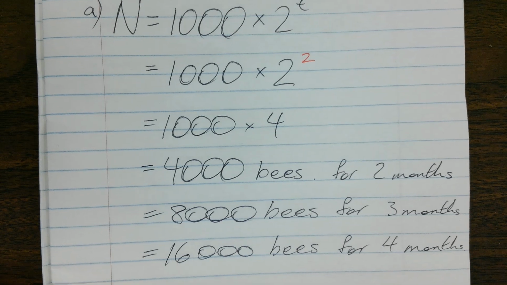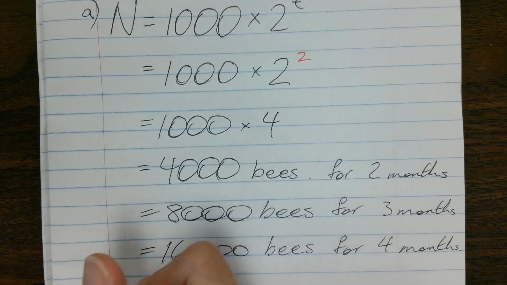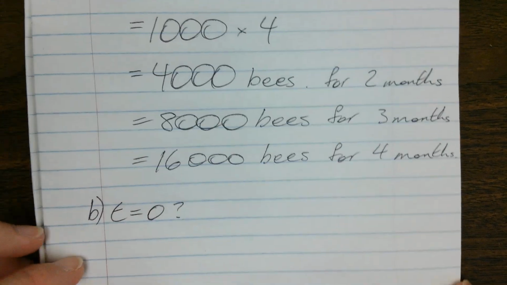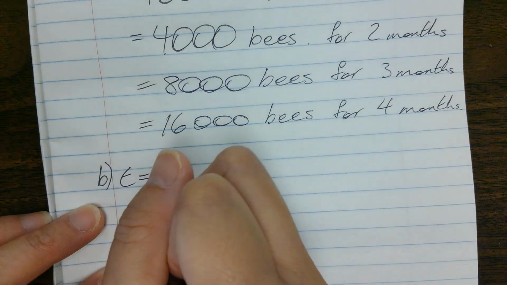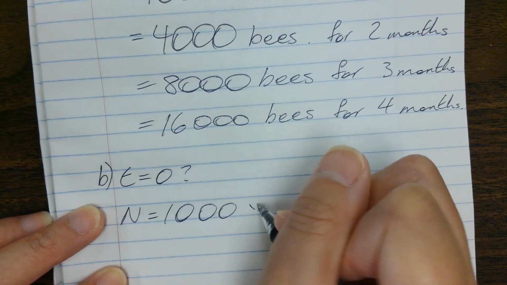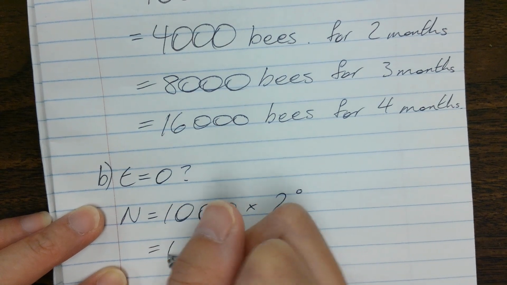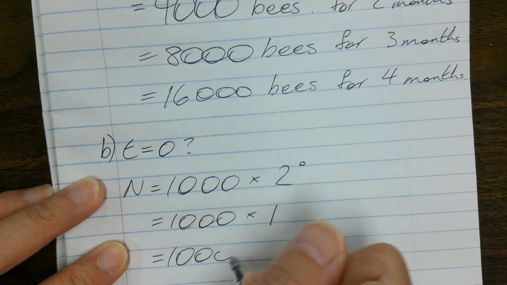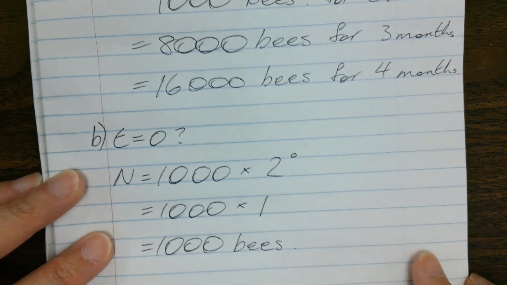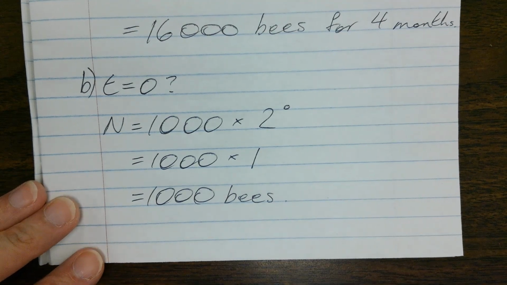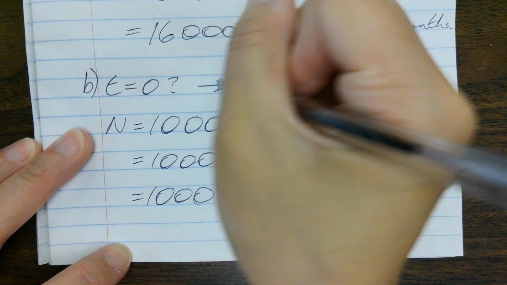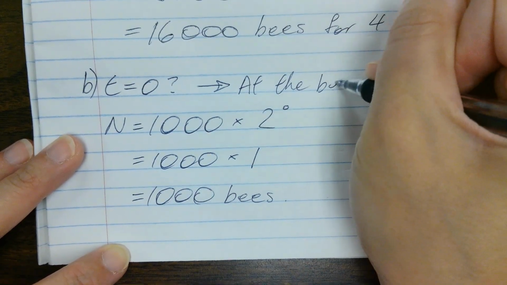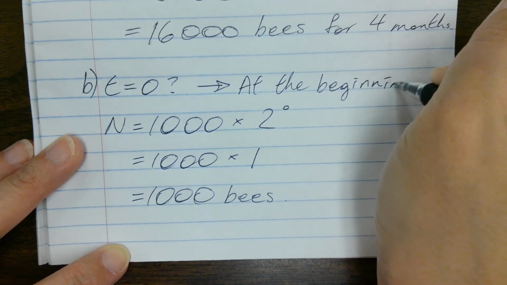Okay, so what do you think t equals 0 represent then? So B, when t equals 0. So let's sub it in. N equals 1,000 times 2 to the power of 0. What is 2 to the power of 0? 1. So 1,000 times 1 is 1,000 B. And when do we have 1,000 B's? At the beginning. That's right. So t equals 0 just means at the beginning. So your initial amount.